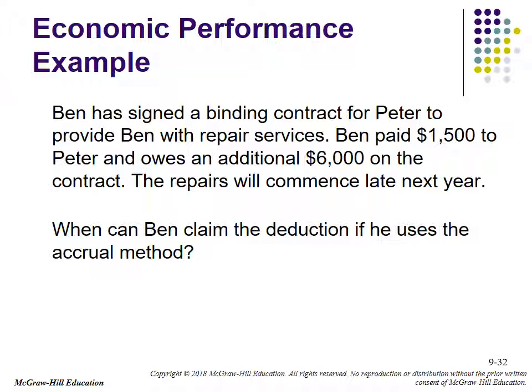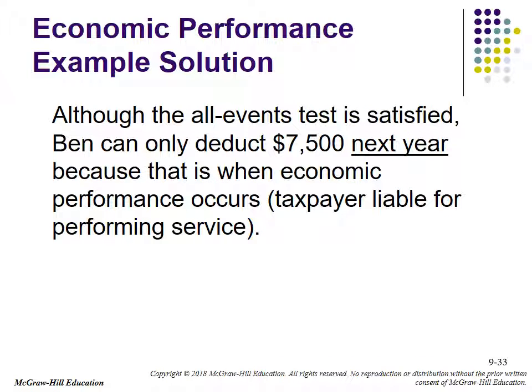Let's take a look. Ben has signed a binding contract for Peter to provide Ben with repair services. Ben paid him $1,500 and owes an additional $6,000 on the contract. The repairs will commence late next year. When can Ben claim the deduction if he uses the accrual method? Well, although the all events test is satisfied, Ben can only deduct $7,500 next year, because that is when economic performance occurs.